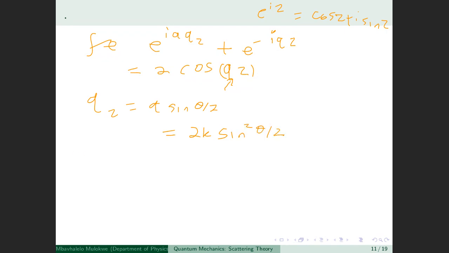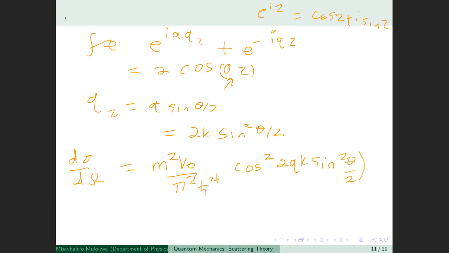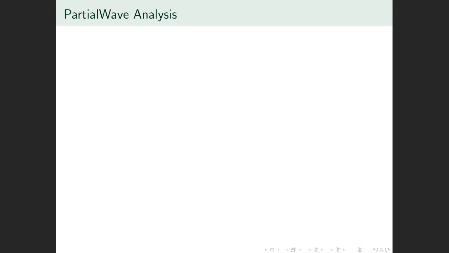And then you just plug everything into the formula. d sigma over d omega is going to be m squared V naught over pi squared h bar to the 4, cos squared of 2 q k sine squared theta over 2. And yeah, so those are the examples that I've added from the last lecture.